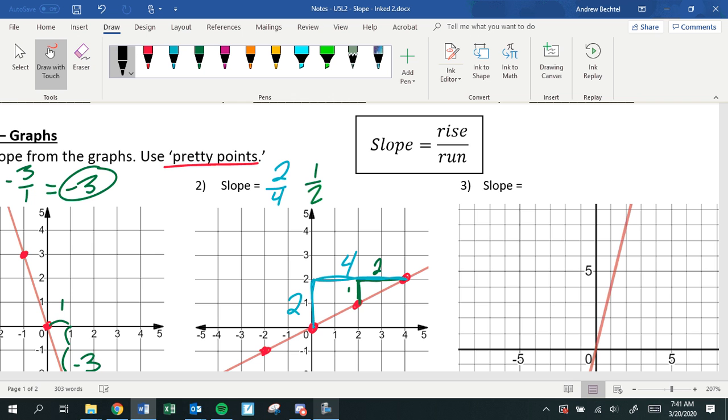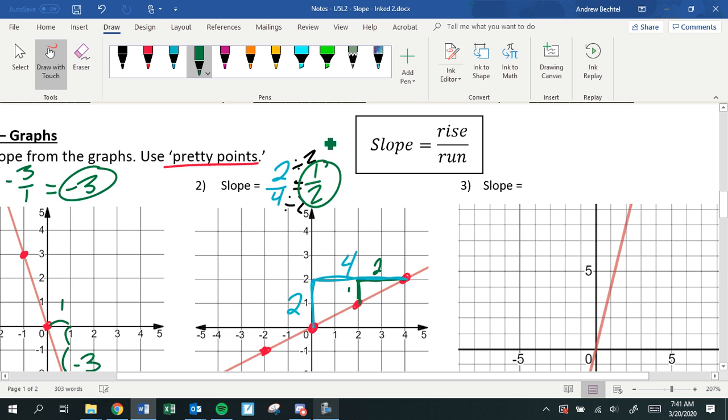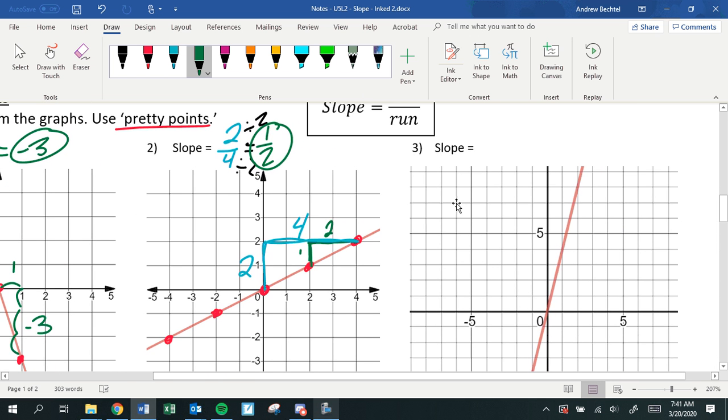These are going to be equivalent. I can divide the top and the bottom by 2. 2 divided by 2 gets me 1. 4 divided by 2 gets me 2. This is simplifying a fraction. I do expect you to simplify fractions if possible.